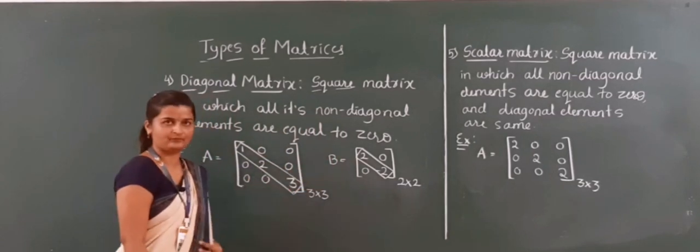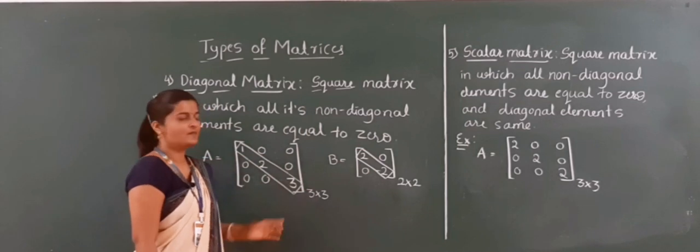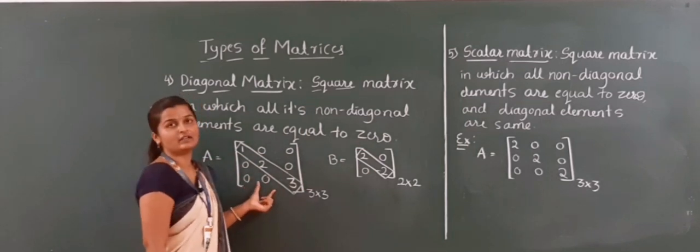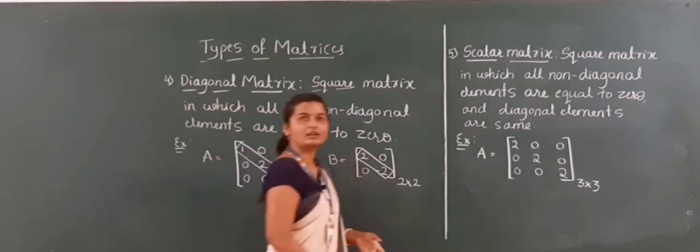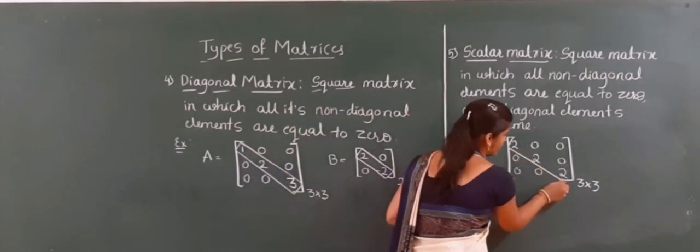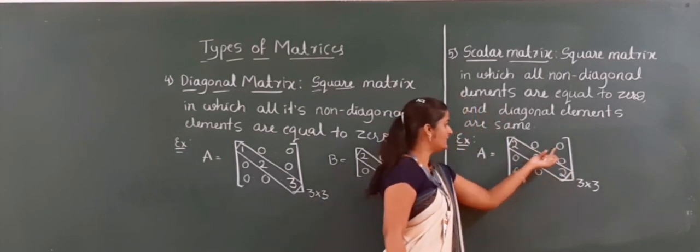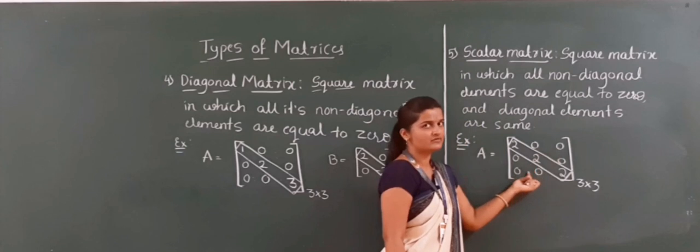Compare. Here also it is a square matrix, here also a square matrix. Here they have told that non-diagonal elements must be 0. Here also non-diagonal elements are 0. So first we will draw a diagonal. This is our diagonal. So leaving the diagonal, all the non-diagonal elements are 0.